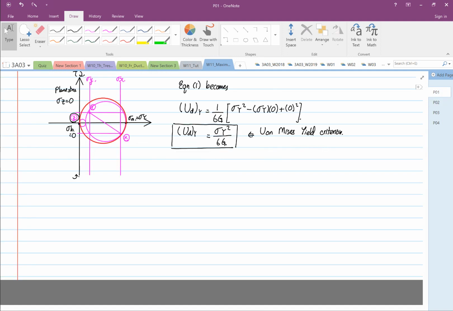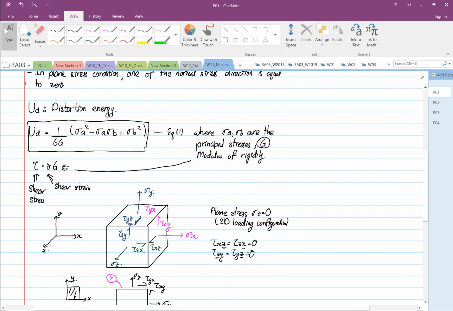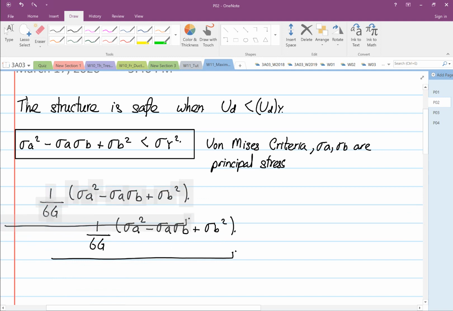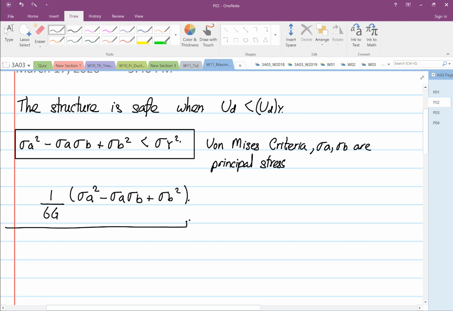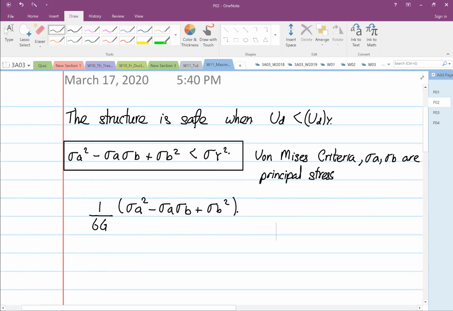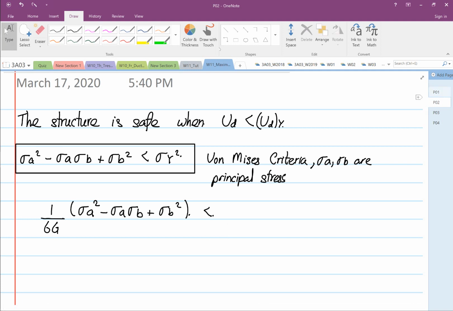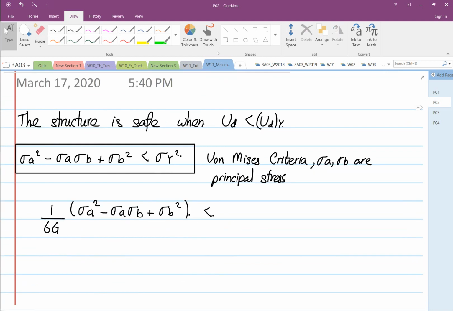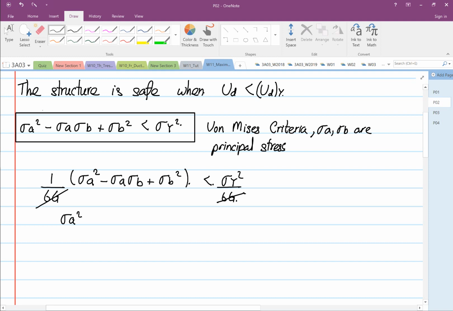Now how we derive this is basically, if you come back to this expression over here, this is the distorted energy of our structure. It has to be less than what von Mises calls his criteria, so this is stress Y squared divided by 6G. So you get rid of them, and that's where you have the expression: stress A squared minus stress A stress B plus stress B squared is less than stress U squared.